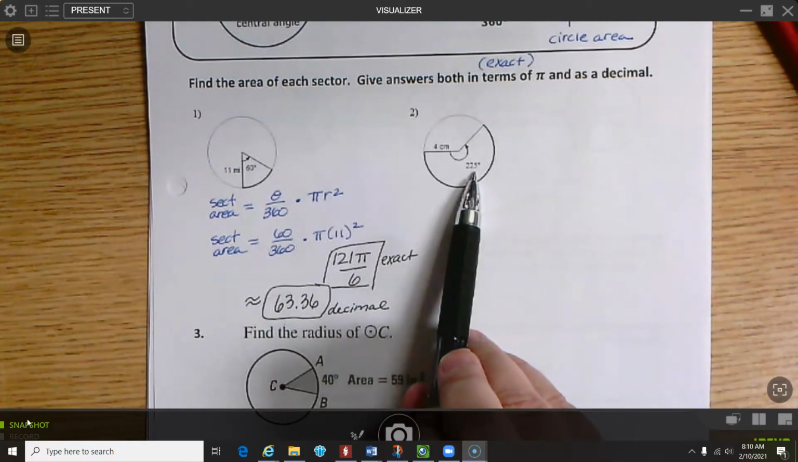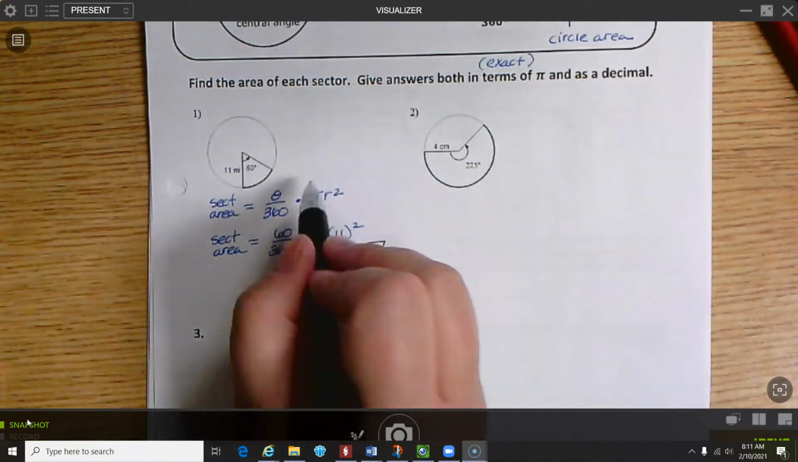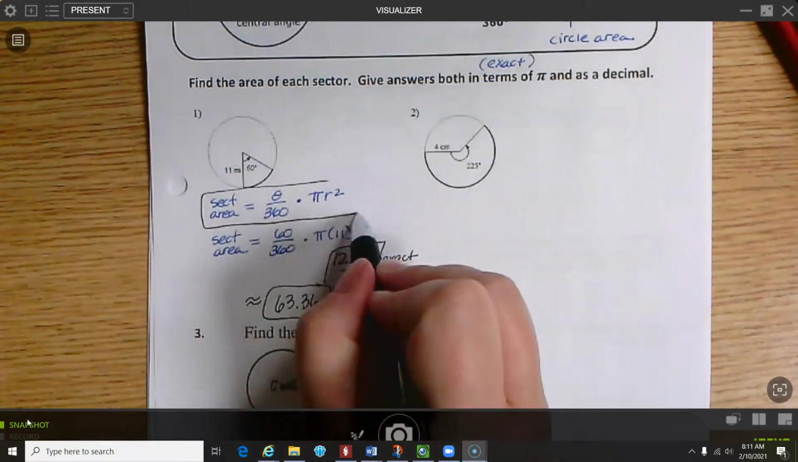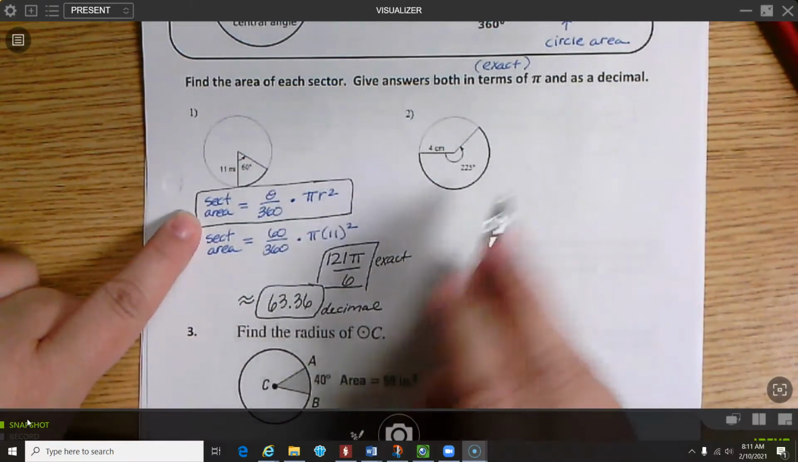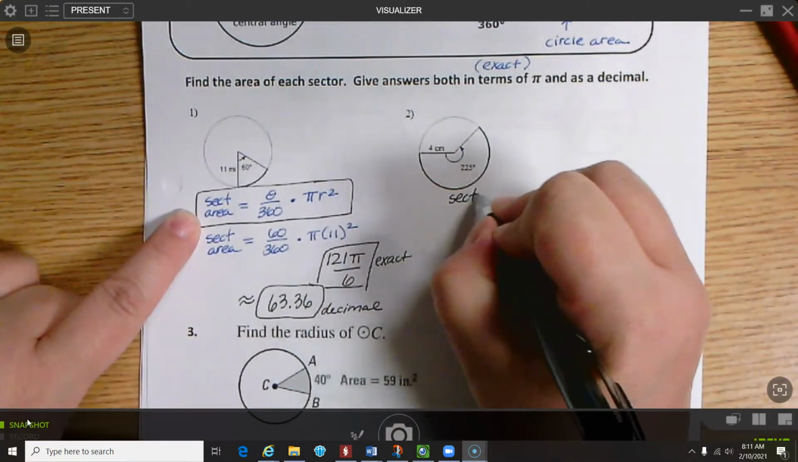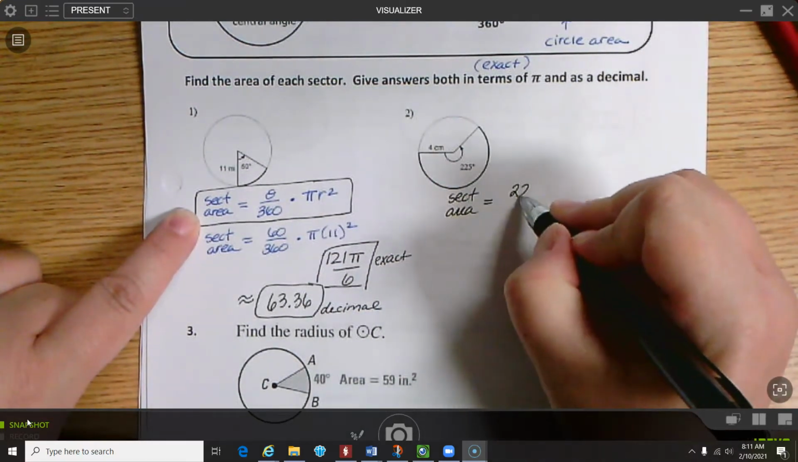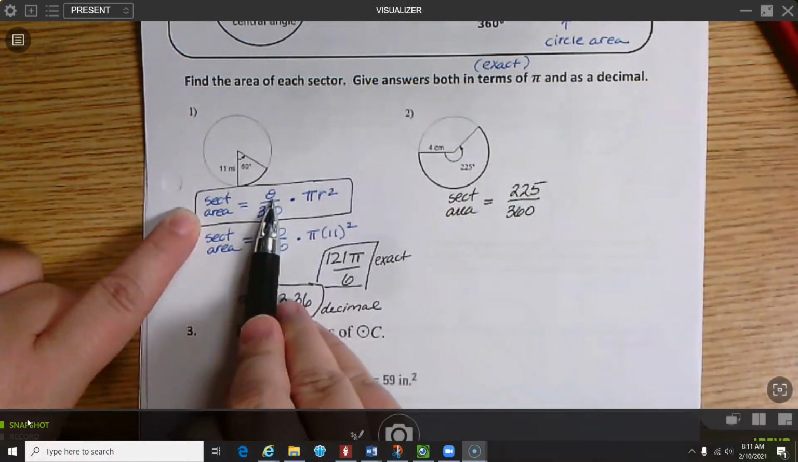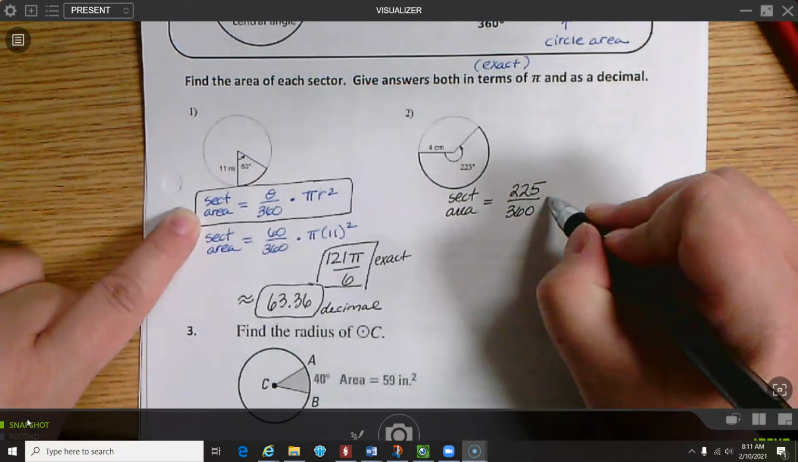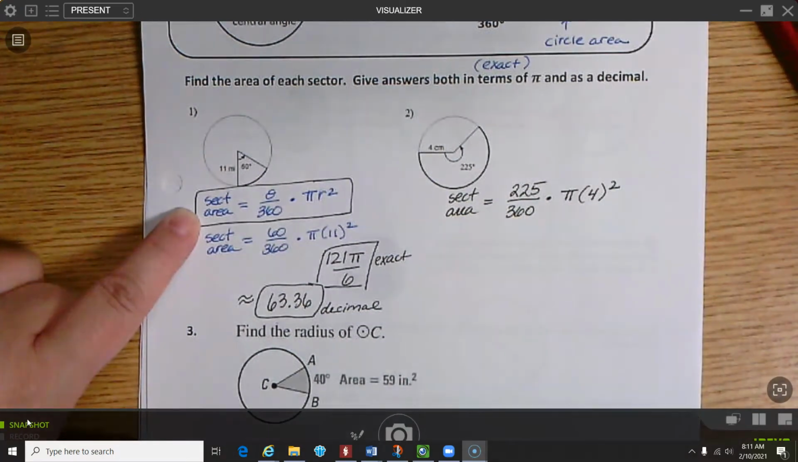My angle is 225 degrees. My radius is 4 centimeters. So I'm still going to plug into this same formula, and I'm not going to rewrite it because it's right here. The sector area is what I'm looking for, so I will write that. Equals my angle, which is 225 over 360. Remember, that's what theta stands for. Here's the angle. Times pi times r squared, 4 squared.